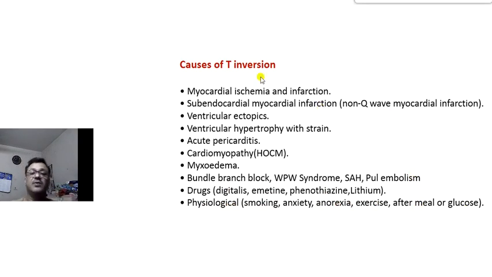Now recapitulate. Causes of T inversion: myocardial ischemia and infarction, subendocardial myocardial infarction, that's called non-Q wave myocardial infarction, ventricular ectopic, ventricular hypertrophy strain pattern, acute pericarditis, cardiomyopathy, myxedema, bundle branch block, WPW syndrome, subarachnoid hemorrhage, pulmonary embolism, drugs, and physiological causes. The heart-related causes are myocardial ischemia, infarction, ventricular ectopic, ventricular hypertrophy, acute pericarditis, and cardiomyopathy. The others are myxedema, bundle branch block, WPW syndrome, subarachnoid hemorrhage, pulmonary embolism, drugs, and physiological.